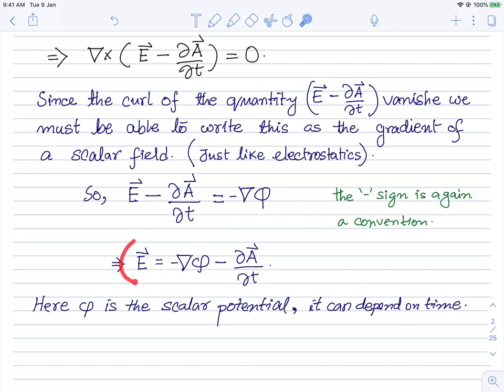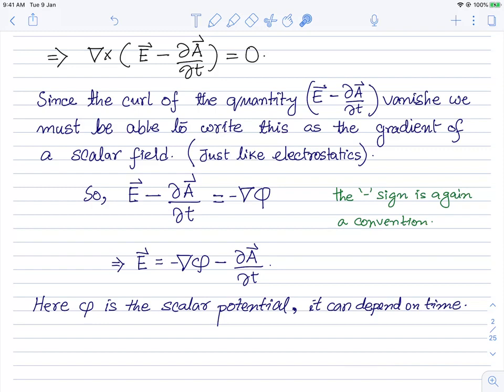So therefore, the electric field now has two terms, not only the scalar field, but also the vector potential. So the vector potential determines the magnetic field completely, but the electric field is not completely determined by the scalar potential in the dynamical scenario. It also has a contribution from the vector potential as well. I must mention that this minus sign is a convention, as we saw in electrostatics. We want our conventions to be consistent with the conventions that we had in electrostatics, so we choose the minus sign here.